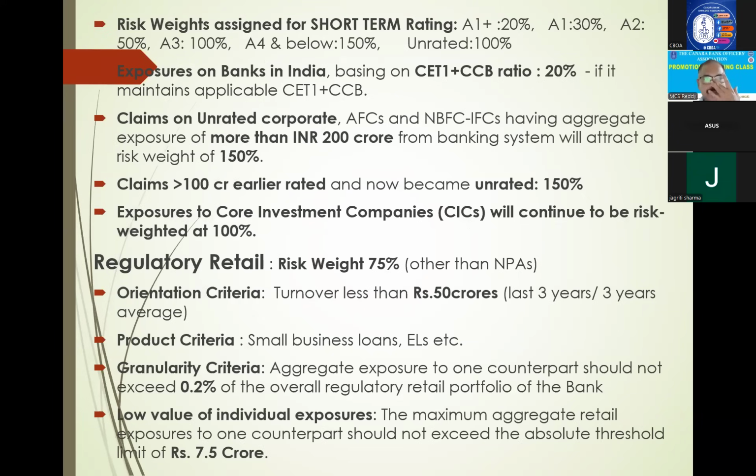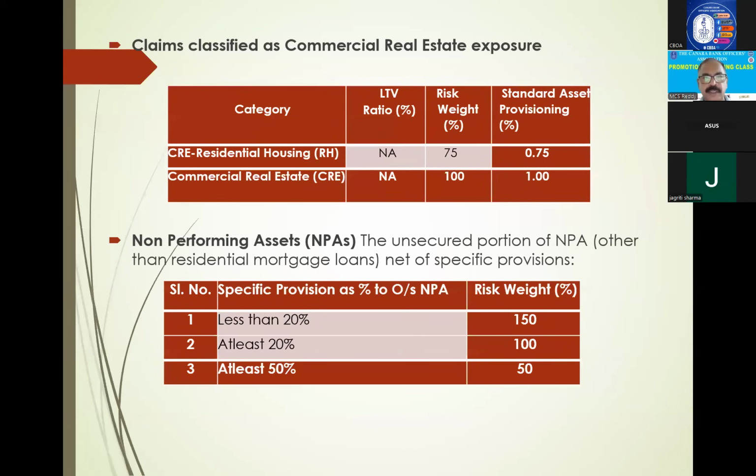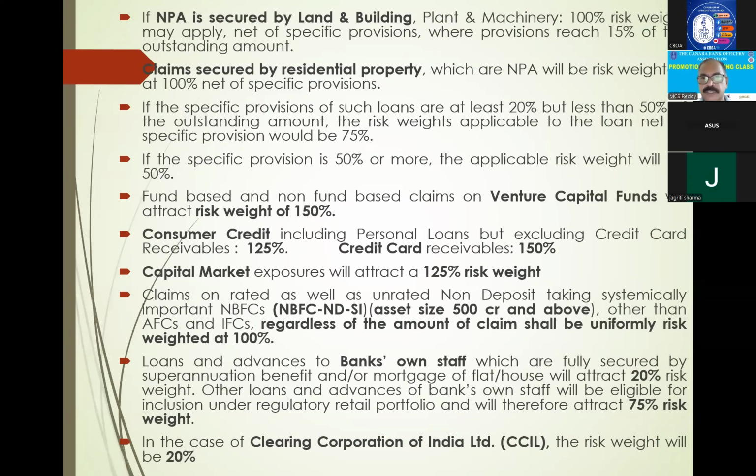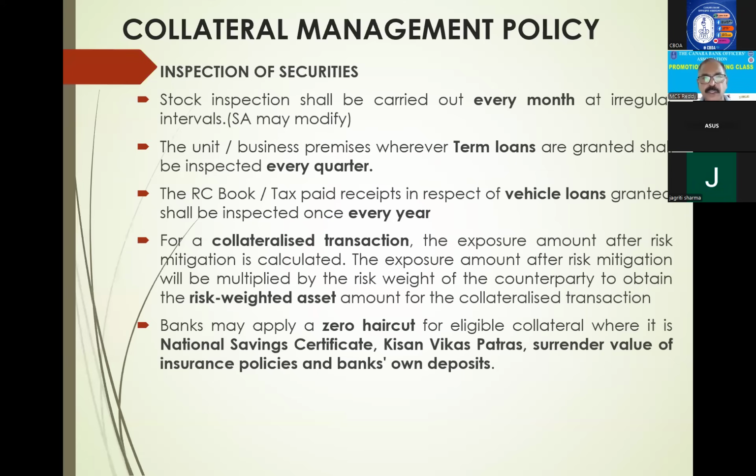Because already our Jagannath sir also covered all these risk weights, including regulatory retail, the 3 parameters also covered. The housing loans risk weight will also be covered. NPS risk weight, venture capital, etc. have come. Basel recognized collaterals, this also Jagannath sir has covered. Collateral management: here only your current assets and fixed assets valuation is already covered. Current assets, fixed assets, once in 3 years for fixed assets, current assets yearly, all your cutoff points, I will cover.